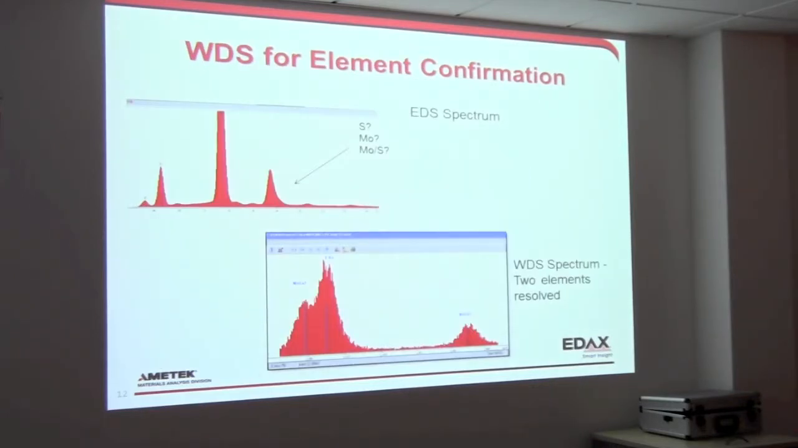We saw a little bit of question about sulfur and moly overlaps. There's also a lead overlap. And once you do a wave scan, you can see that there's a moly peak here, a moly peak here, and a sulfur peak here. So you can see that in this particular material, there are 3 distinct peaks here, whereas they all overlap in here.